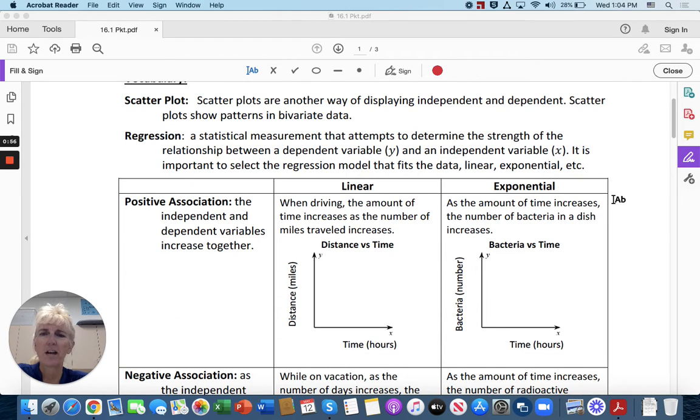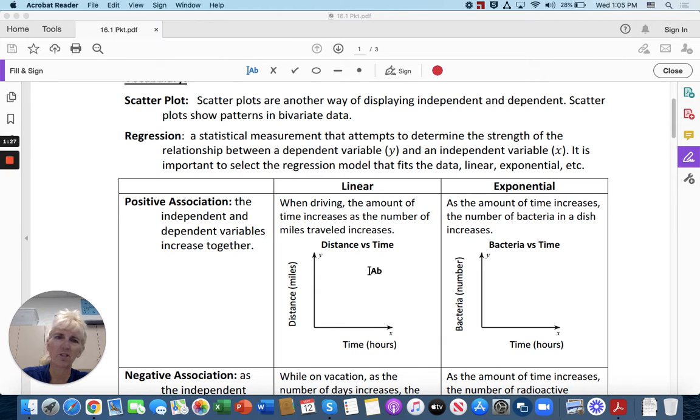Okay. So if we have a positive association, the independent and dependent variables increase together. When driving, the amount of time increases as the number of miles traveled increases. So it's a linear relationship that if I could do the drawing, it would be straight up like that. So that's how you would draw it on there.